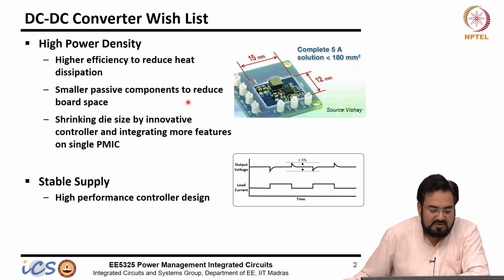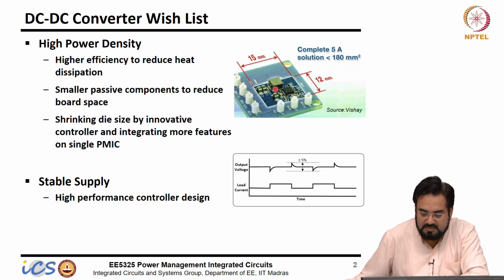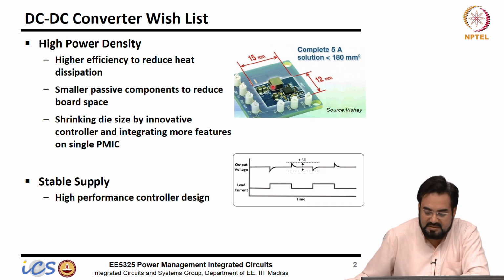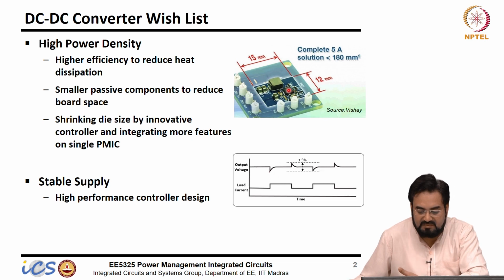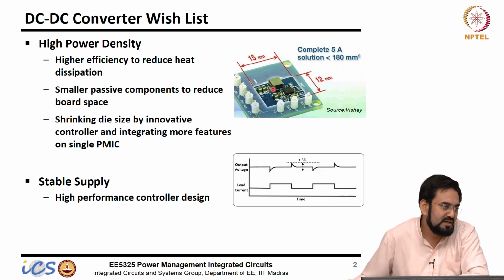So smaller passive components to reduce board space, because I don't want my inductor to be that big. This is your converter chip, and you can see that most of the area is taken by your LNC.